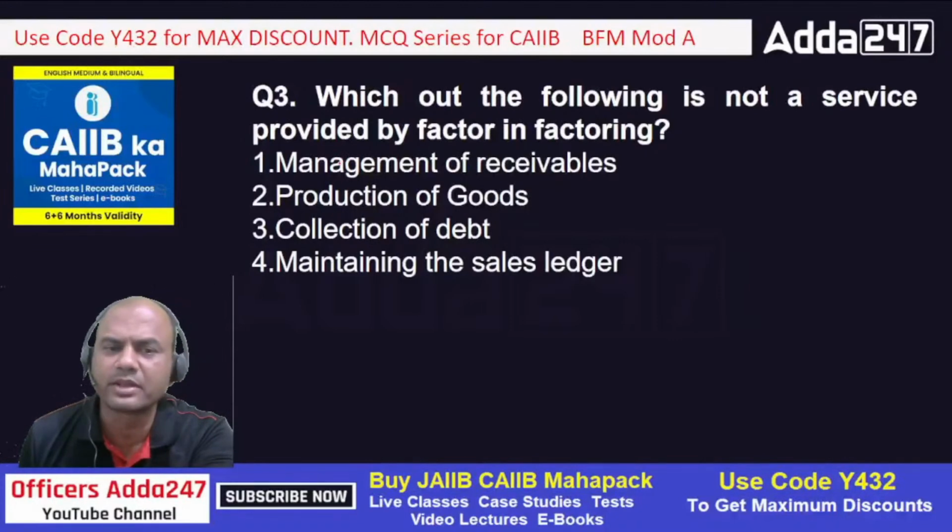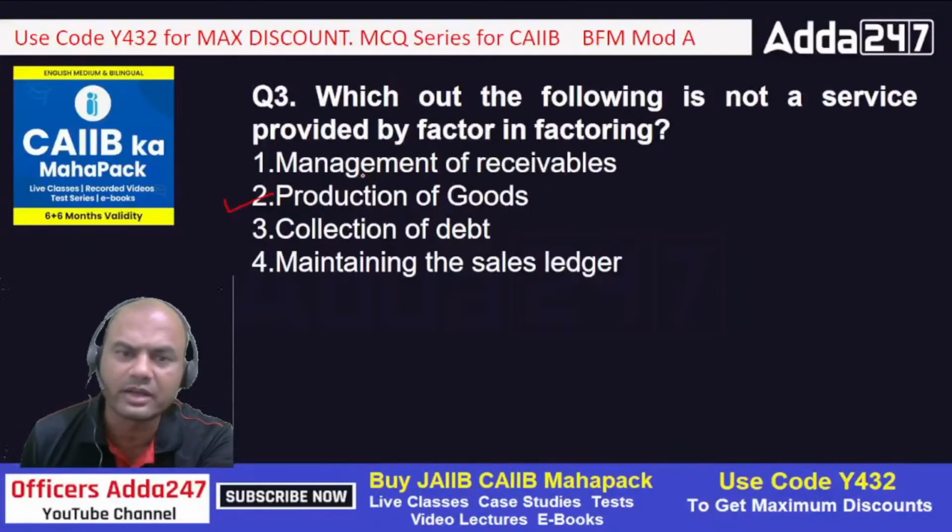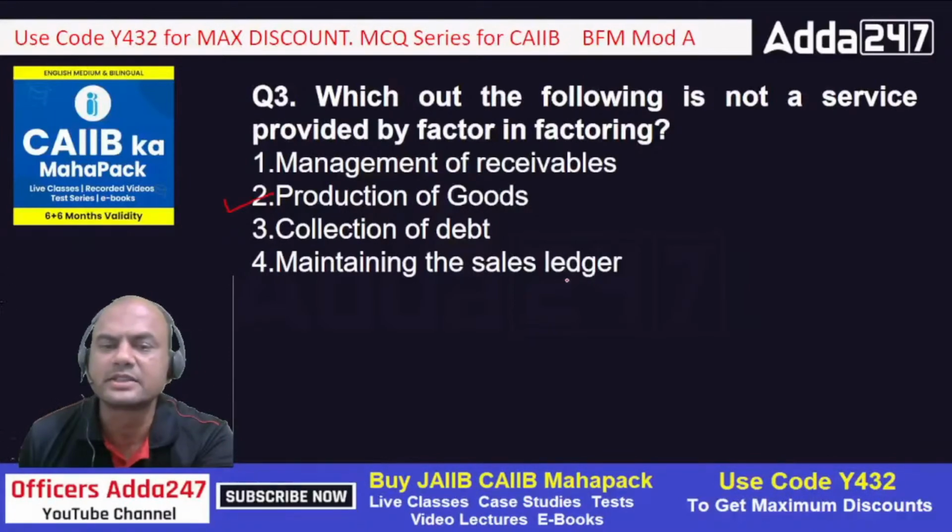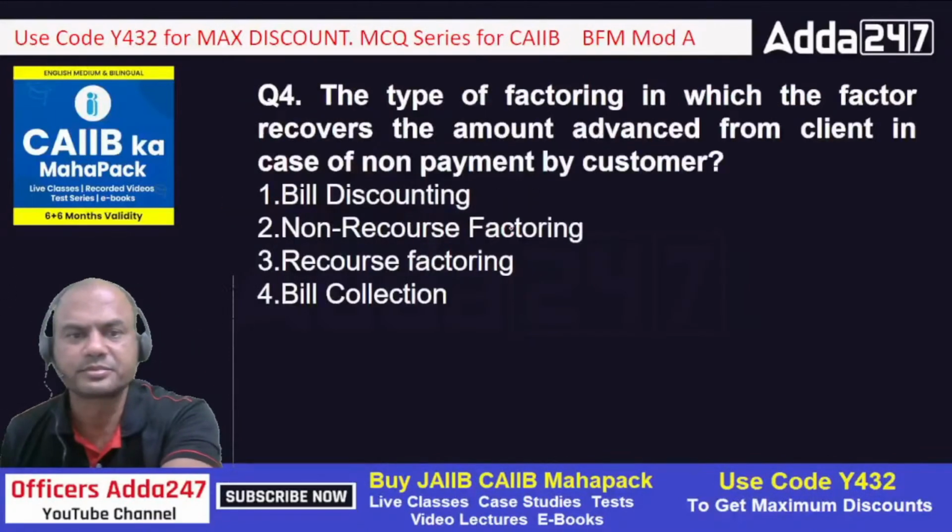Very easy, simple one. You can immediately see it over here. Yeah, the answer is correct. Second, production of goods, isn't it? Production of goods means what? To produce the goods. Does a bank go and produce the goods with the customers? No, right? Remaining things we can definitely, these are all related to money. Management of receivables, collection of debt, sales ledger maintenance.